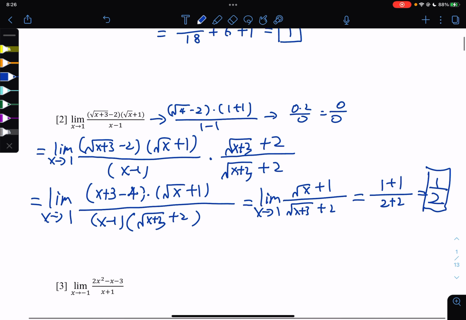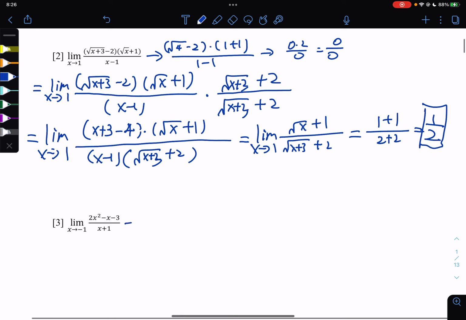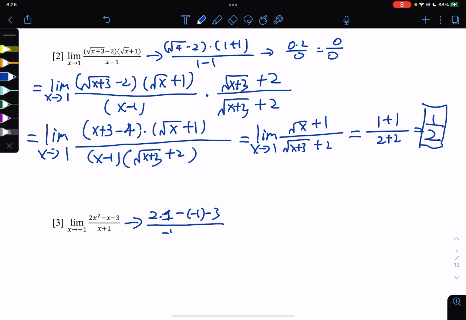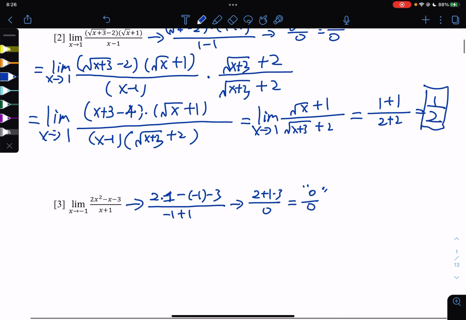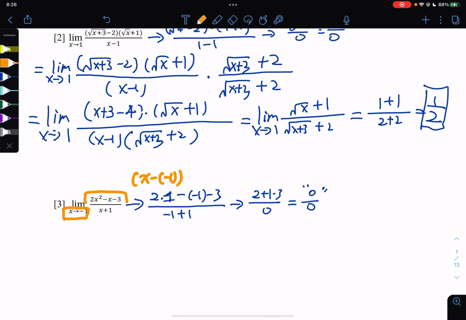So if I look at the last problem in this part 1, I'm going to do substitution. It's 2 times 1 squared minus 1 minus 3. I'm sorry, it's negative 1. So 2 times negative 1 squared is still 2, minus negative 1 minus 3, over negative 1 plus 1, which is 2 plus 1 minus 3, 0. So it's a 0 over 0 type of problem. So I know I need to do factoring. And remember we said if x approaches negative 1 makes the polynomial 0, then x minus negative 1 must be a factor.